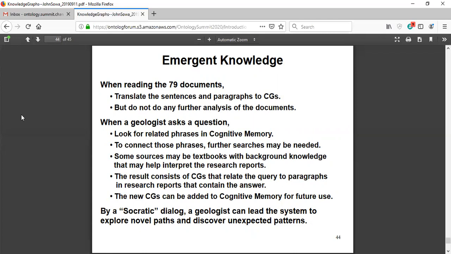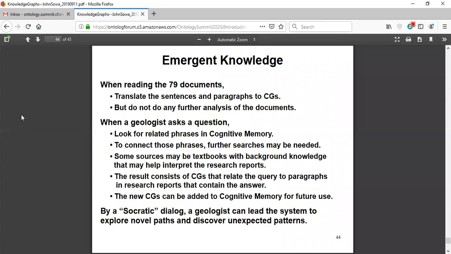So what happens is that the geologist isn't just asking one question. The geologist can have a kind of Socratic dialogue with the system. And as the geologist asks questions, the system is doing more analysis and more reading. And actually, what happens is that the system builds up a better ontology after it's answered the questions. So it's constantly improving the ontology, because while it's answering questions, it's exploring in more detail. It's doing more detailed reasoning about all those documents and getting much, much more answers. So the ontology is improved dynamically.